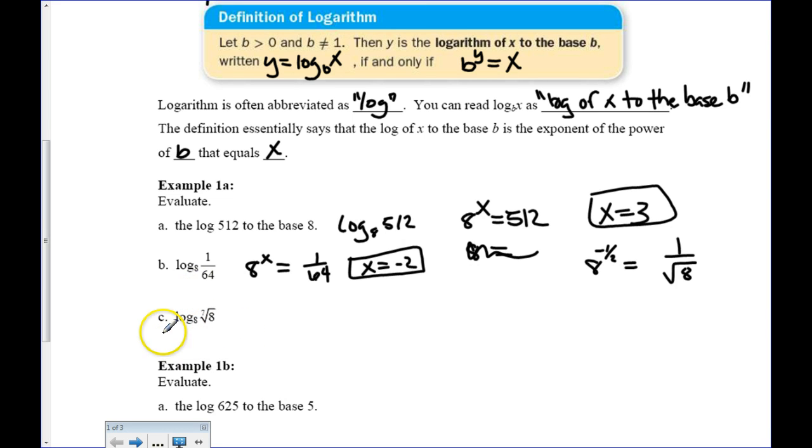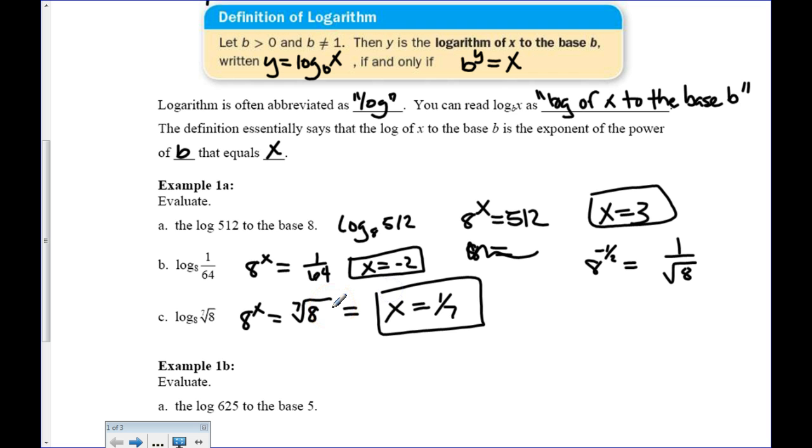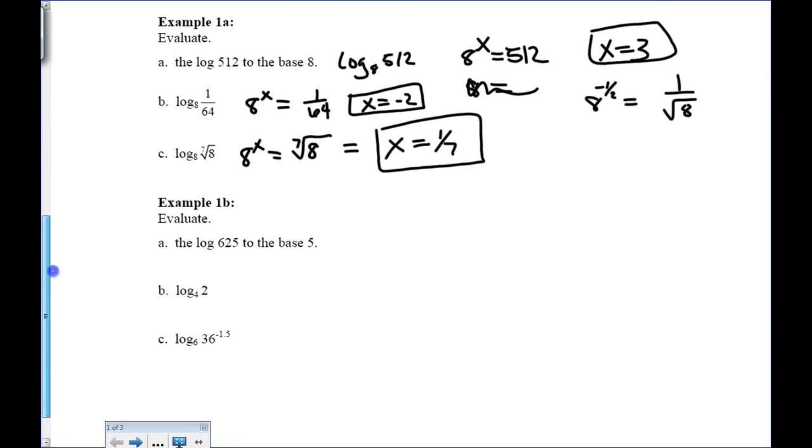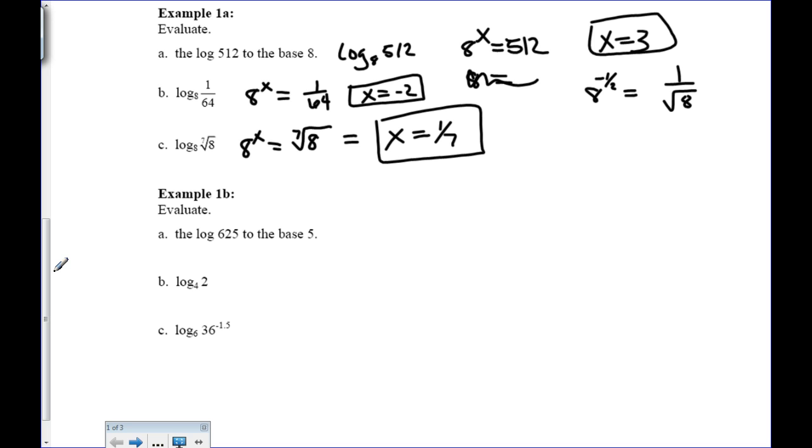Okay, so this one, kind of that same thought. This is saying 8 to what number equals the seventh root of 8. And you're right, x is going to be 1/7. Okay, so we have 3 more right here. I want you guys to try these on your own real quick. And then we'll check.